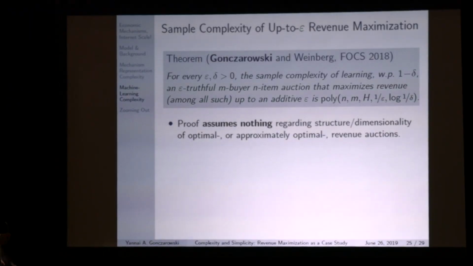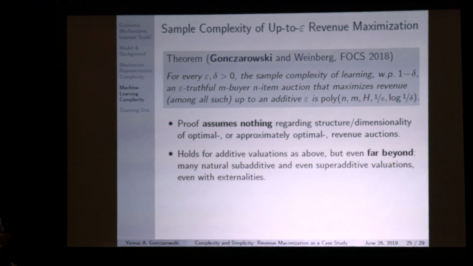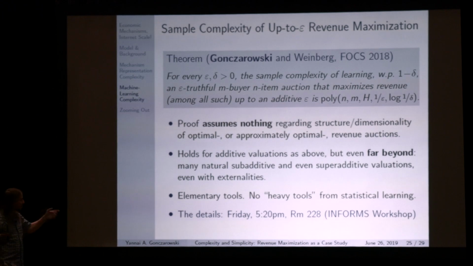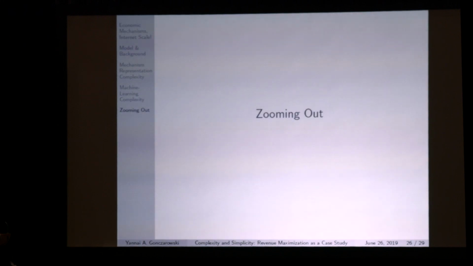Two words about this proof before we start wrapping up. The proof assumes nothing regarding the structure or dimensionality of optimal or even approximately optimal auctions. So this completely sidesteps the two-step paradigm that's been prevalent in the literature so far. It holds for additive valuations, but even far beyond: many natural subadditive, even superadditive valuations, even with externalities that usually kill revenue maximization. And it uses very elementary tools. None of us is very much a learning person. No heavy tools from statistical learning. And I hope I've managed to tickle your interest. I'd like to invite you to a talk I'm giving about this result on Friday in the INFORMS workshop at 5:20.